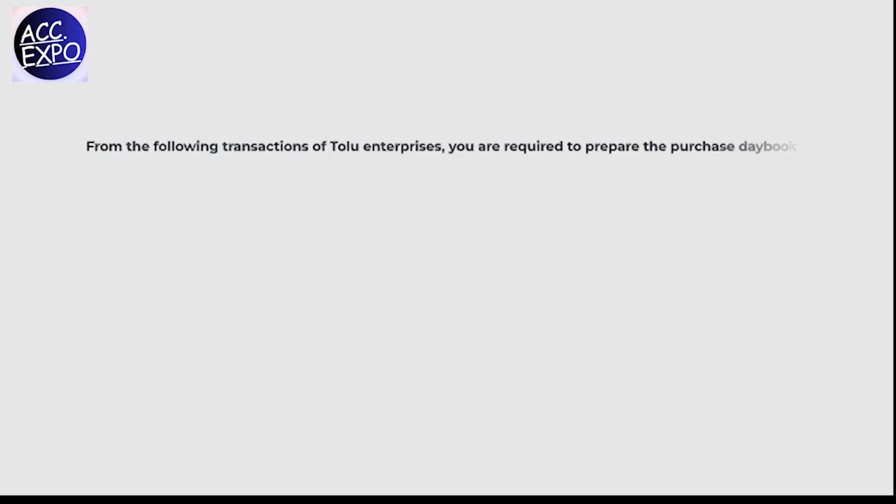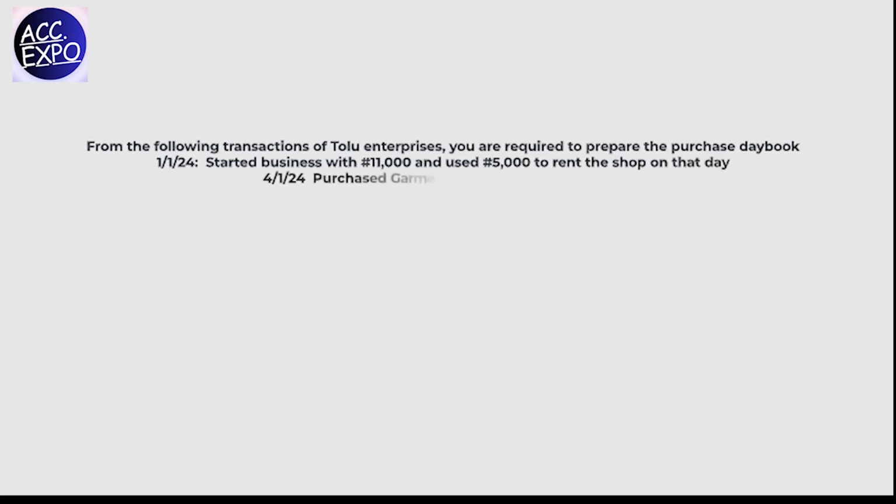In the last video, for better understanding of this topic, we are going to use this illustration exercise to prepare our purchase daybook. On 1st January 2024, he started business with 11,000 naira. That's not an entry into the purchase daybook. Then out of the money, he used 5,000 naira to rent the shop apartment, then purchased a garment rack with 3,000 naira cash on 4th of January.